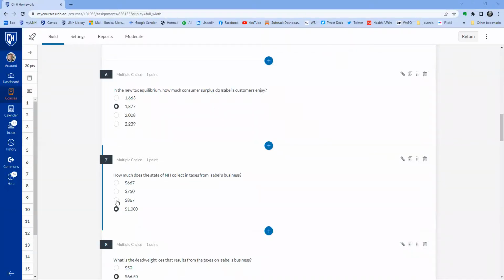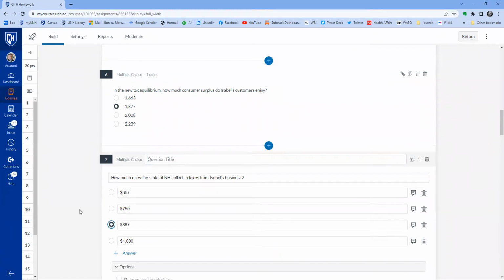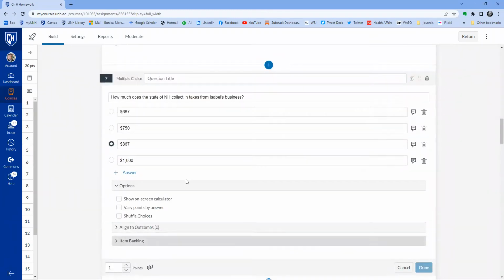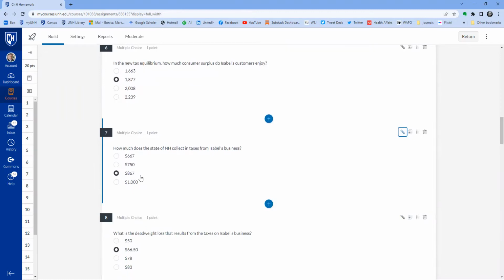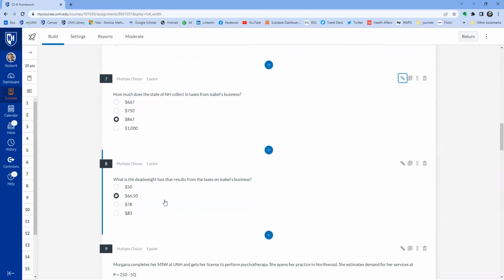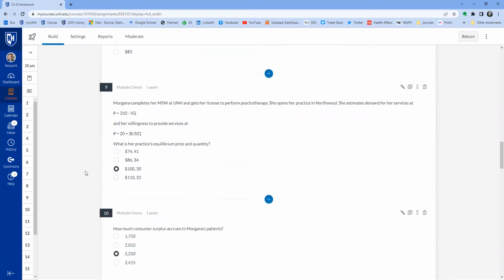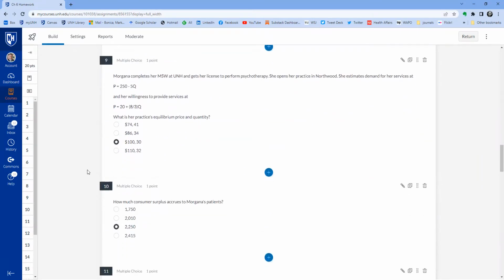So fixing that real quick. There we go. So producer surplus, we said, new producer surplus was 941. New consumer surplus, 1877. How much tax does the state collect? 867. What's the deadweight loss? We said 66.50. Okay, so that is kind of all based on that same one problem. And that's how this next one goes as well.